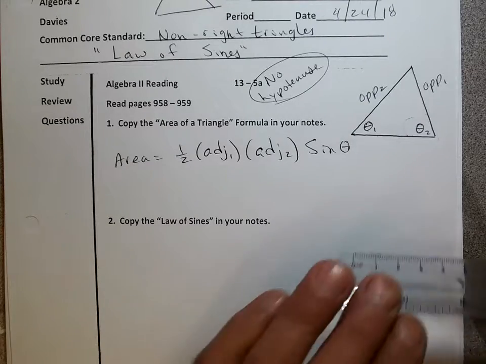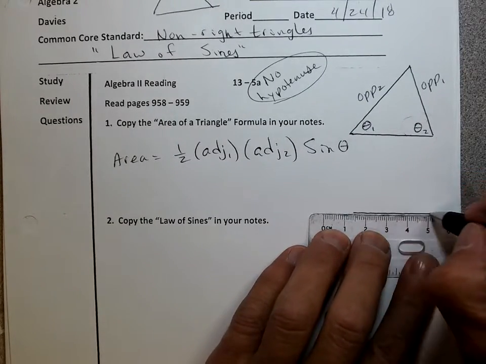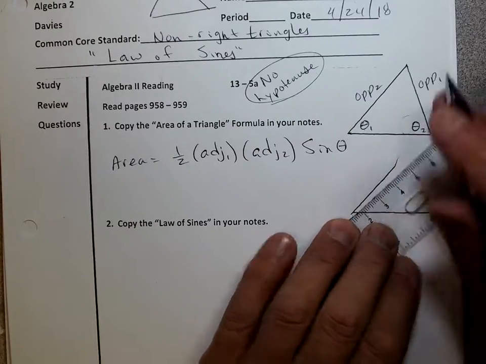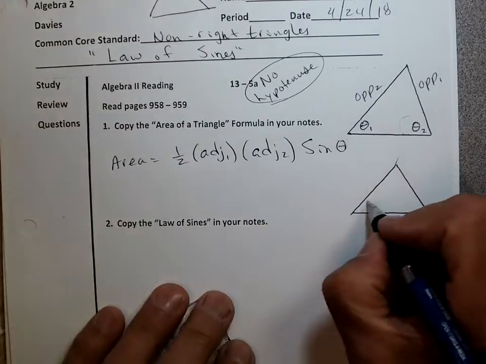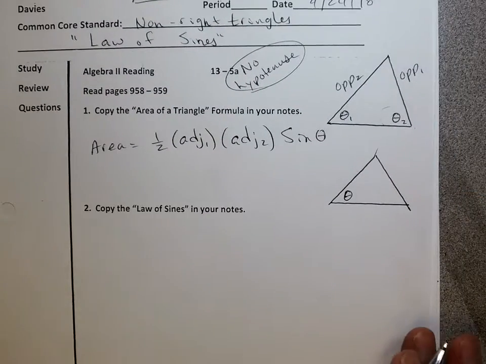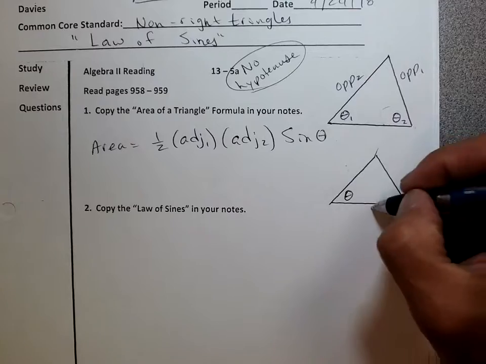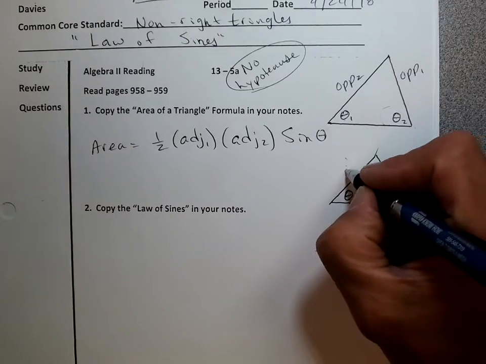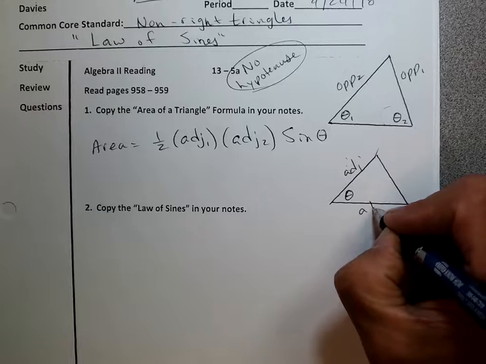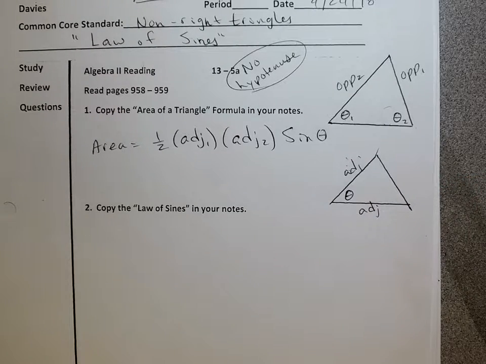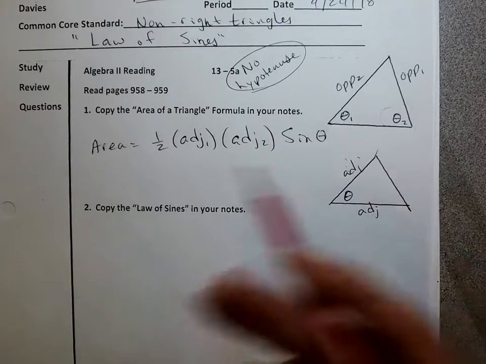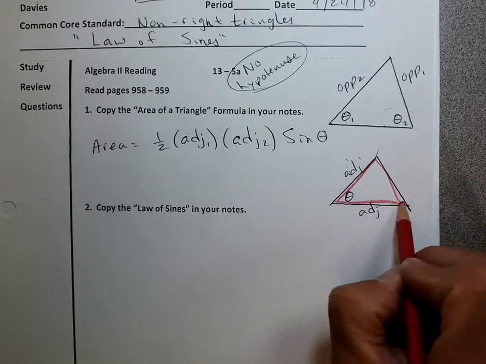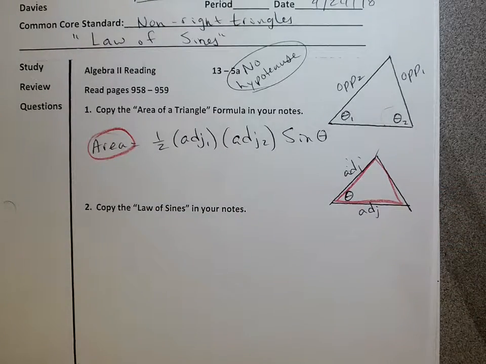Let's draw another triangle down below. If I have an angle, and again there's no hypotenuse, then these two would be the two sides next to it. That would be my adjacent, and that could be my other adjacent. It doesn't matter which one you call adjacent 1 or adjacent 2; adjacent means next to it. We use this figure to find the area. Let's throw some numbers in and see how easy this is. Super easy. You don't need to know the height.